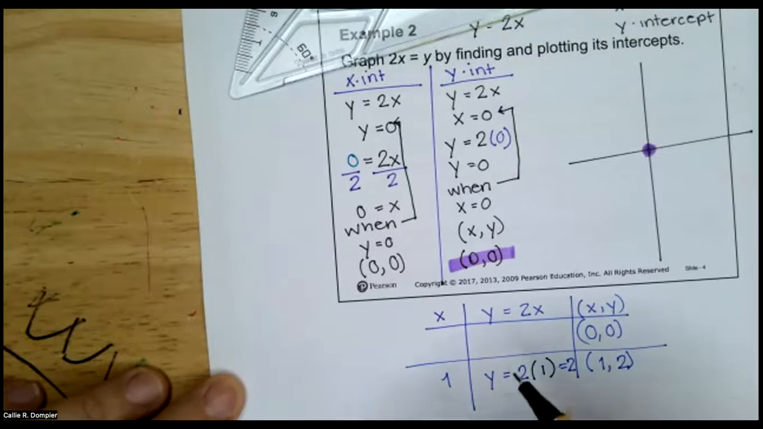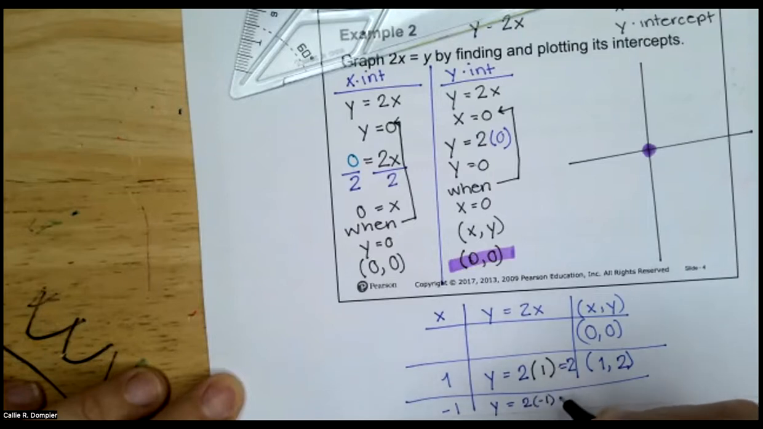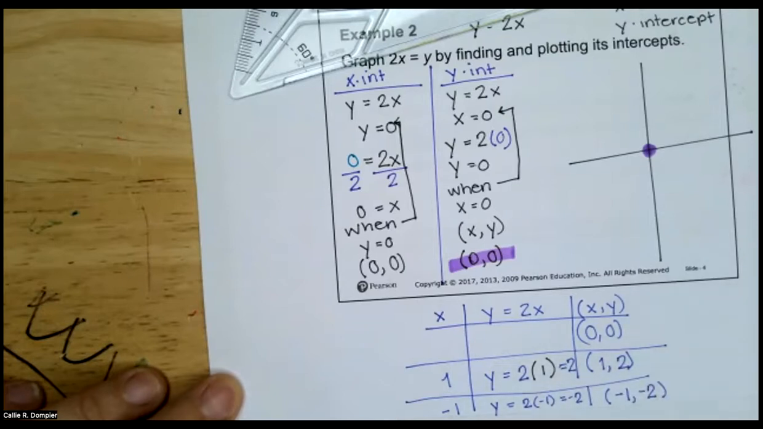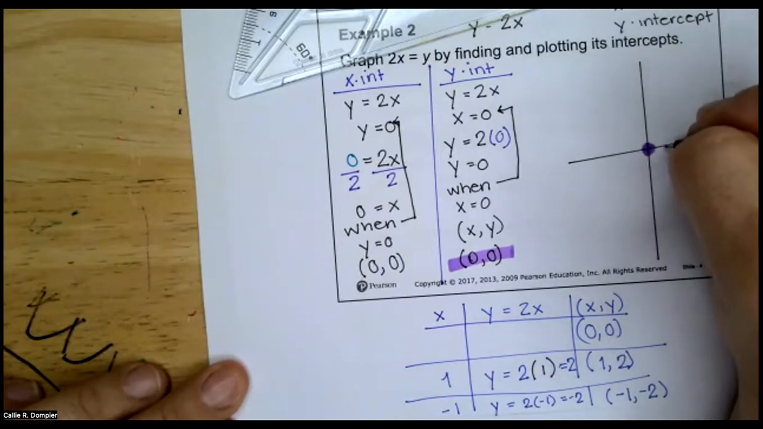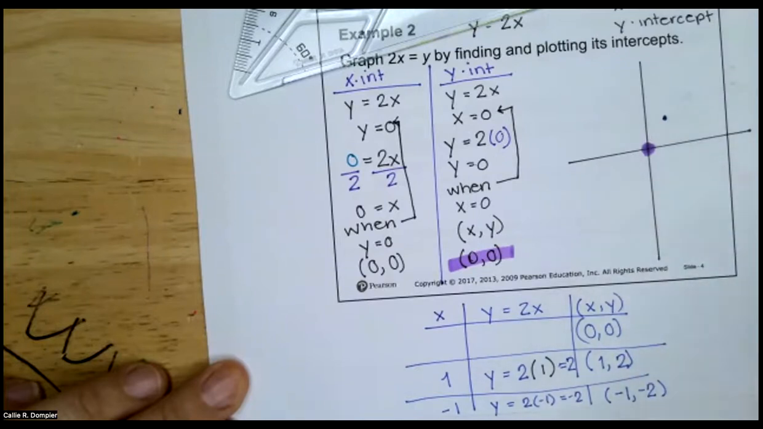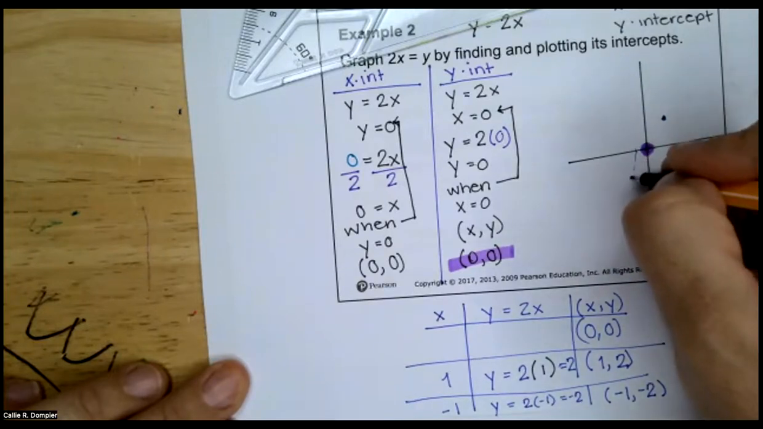And again, I can choose any point. It could have been 1. It could have been -1. That's also okay. Y equals 2 times -1, which is -2. So another point will be -1, -2. Okay? Does not matter what point you choose. I would just recommend an easy one. So 1 on x, 2 on y is going to be up here. -1 on x, -2 on y is going to be down here.